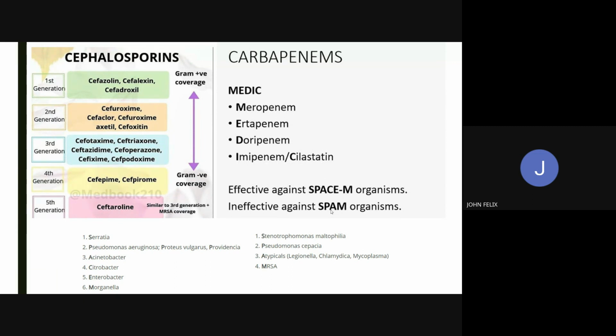And we have carbapenems, which have a code word MEDIC, where M stands for meropenem, E stands for ertapenem, D stands for doripenem, I stands for imipenem-cilastatin. These are effective against SPACE-M organisms. You can see the full form of SPACE-M here: Serratia, Pseudomonas aeruginosa, Acinetobacter, Citrobacter, Enterobacter, and Morganella. And it is ineffective against SPACE-M... rather SPAM organisms like Stenotrophomonas, Pseudomonas, atypical organisms like Legionella and Chlamydiae, and MRSA.